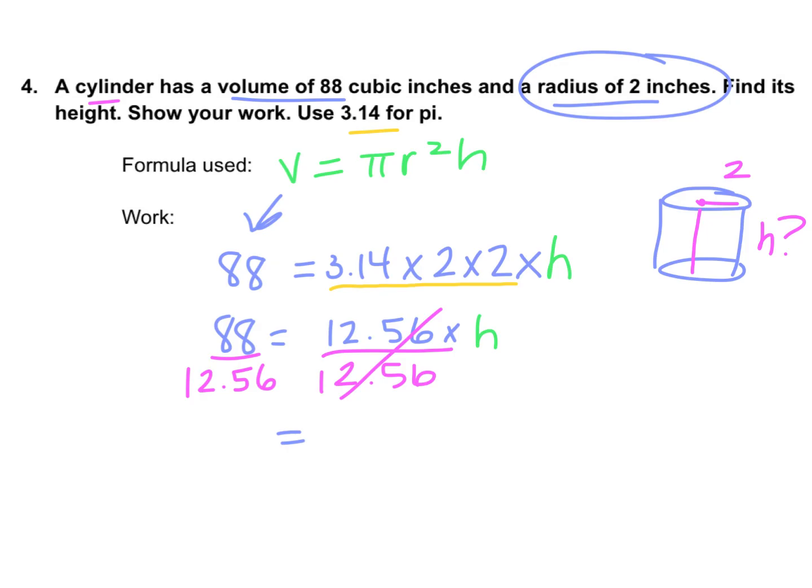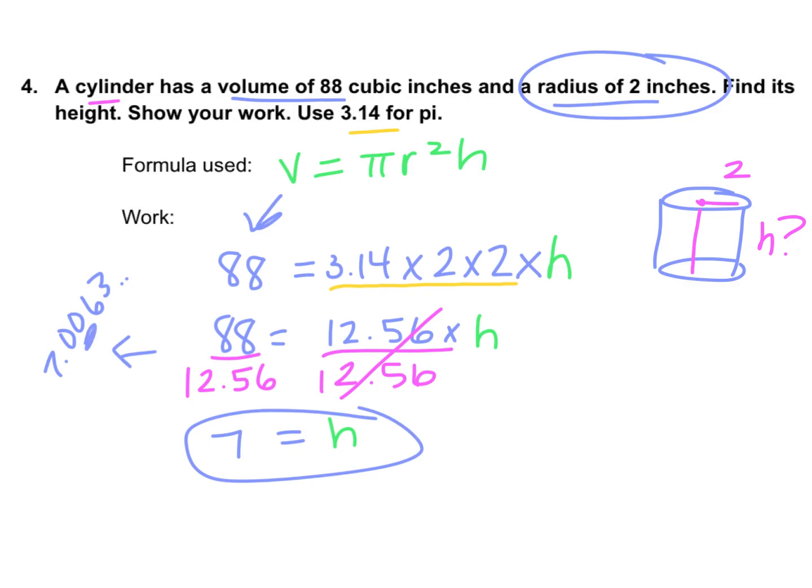Let's see, so I have the h by itself, and then I'm going to do 88 divided by 12.56, and I do get a bit of a decimal, like 7 point something, so I'm going to say that my height is 7. So I did get that decimal, but there's a lot of zeros there in the tenths and the hundredths place. So I'm going to think it's safe to say that my answer is 7.